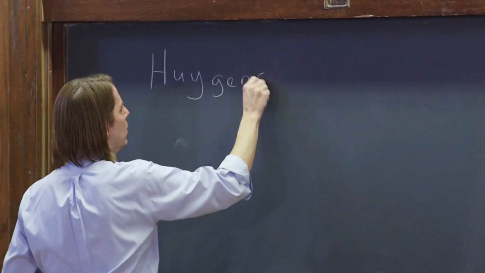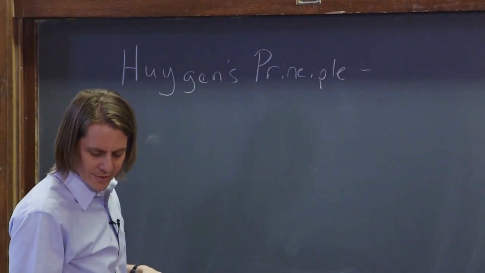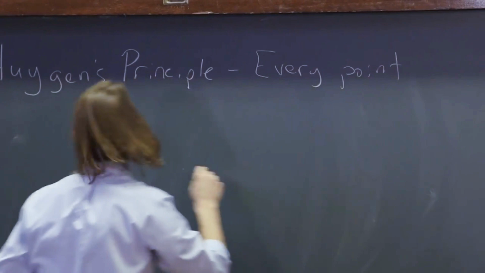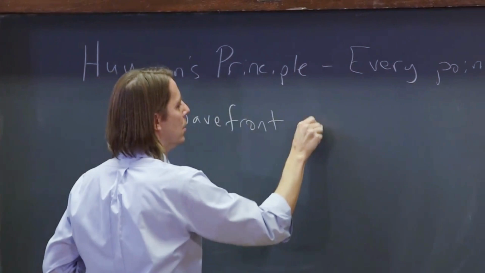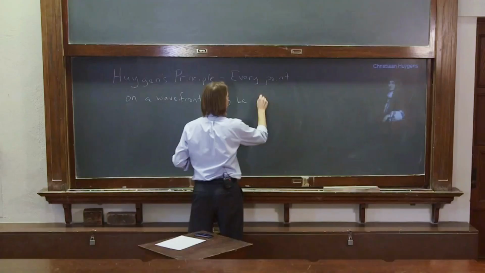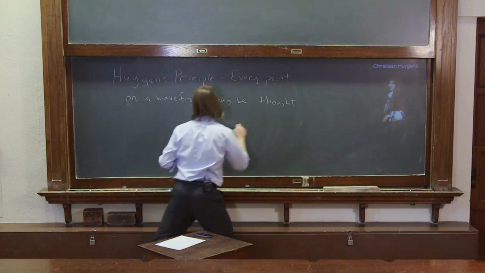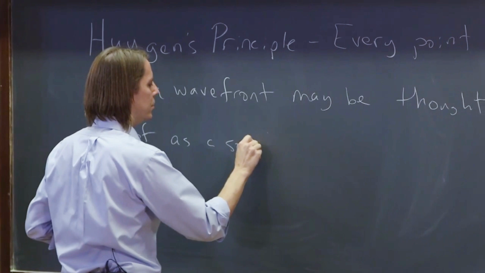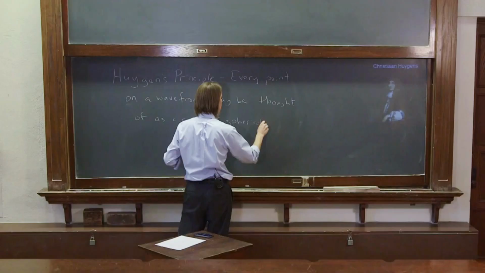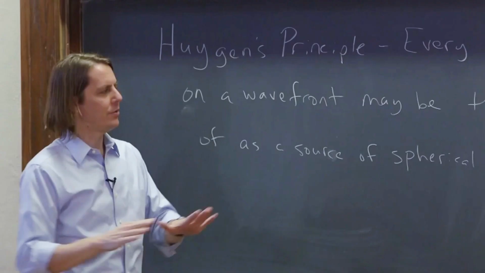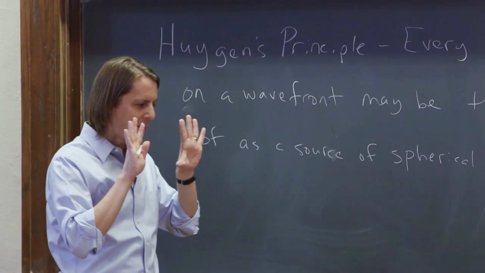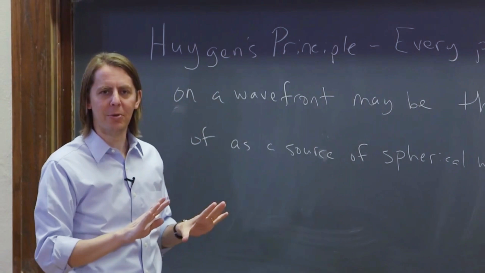And the idea is that every point on a wavefront may be thought of as a source of spherical waves. That sounds a little strange. So if you have a plane wave, you can actually say this plane wave is propagating as a plane, but now I'm going to stop in time and think of it as a bunch of little spherical waves propagating all over the plane. And that accurately describes how light works.